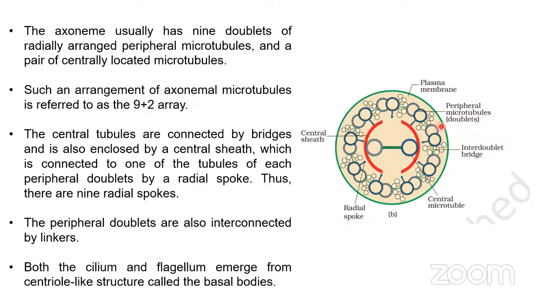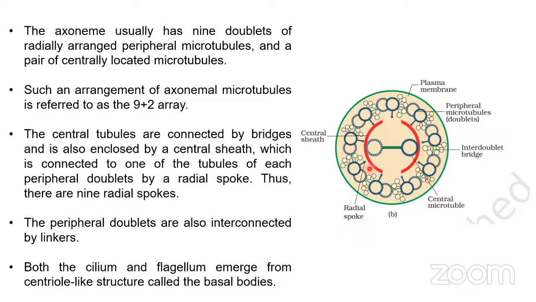So there are 9 such peripheral tubules present in the form of doublets, and a pair of centrally located microtubules. We can see that these are the 9 doublets of peripheral microtubules, and one pair is present at the center. Such an arrangement of microtubules is referred to as the 9 plus 2 array. The central tubules are connected by bridges and are also enclosed by a central sheath, as we can see highlighted by red in this diagram.